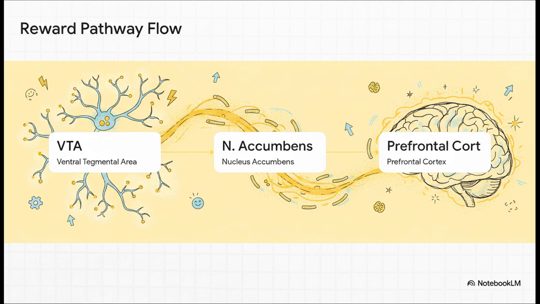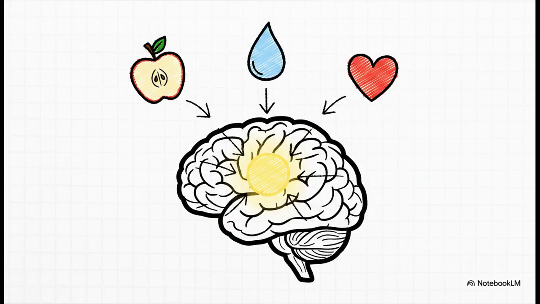Step 2. Those dopaminergic neurons project forward to the ventral striatum, specifically hitting a highly testable structure called the nucleus accumbens. Step 3. The whole rewarding process continues with projections from the nucleus accumbens all the way up to the prefrontal cortex. So VTA to nucleus accumbens to prefrontal cortex. Drill that exact anatomical flow into your head. So what's actually happening when dopamine hits that middle step, the nucleus accumbens?